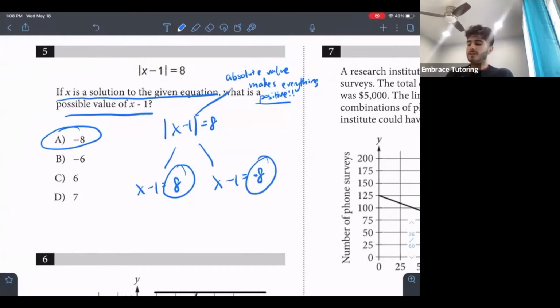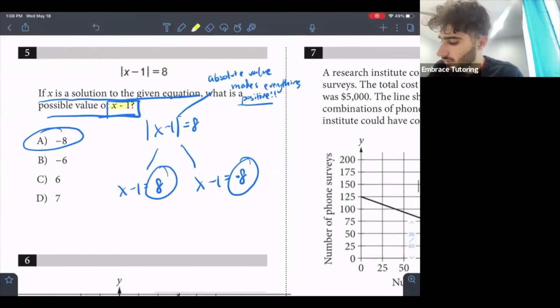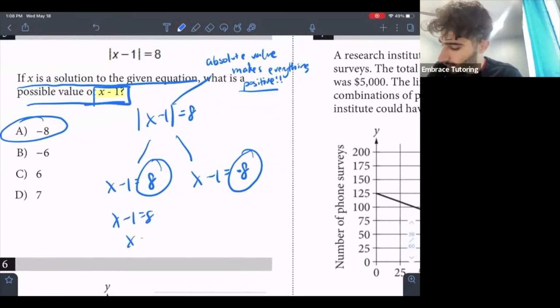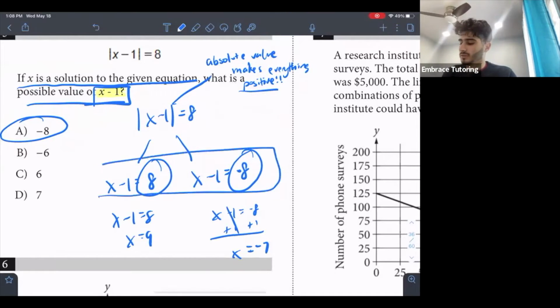So the tip for this is to realize that you don't have to solve for x because they're asking for the value of x minus 1 right here. So if they were asking for the value of x, then you could do x minus 1 is equal to 8, solve for x, you get 9, or x minus 1 is equal to -8, and then add 1, x is equal to -7. So those were the two possible values of x, but they're asking for the value of x minus 1, so these two would be the two correct answers.